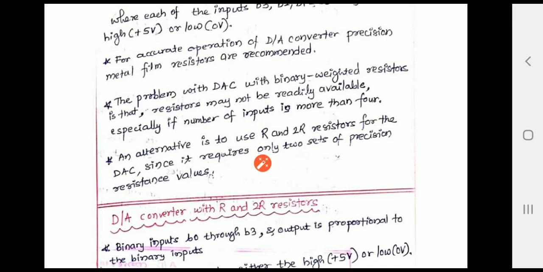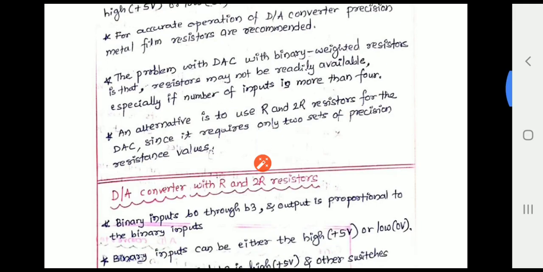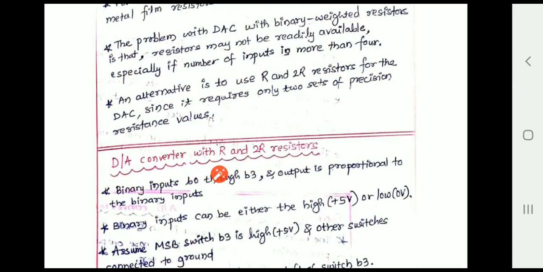So that is why we move on to the next topic, which is the digital to analog converter with R and 2R resistors. In the next video we will discuss this.